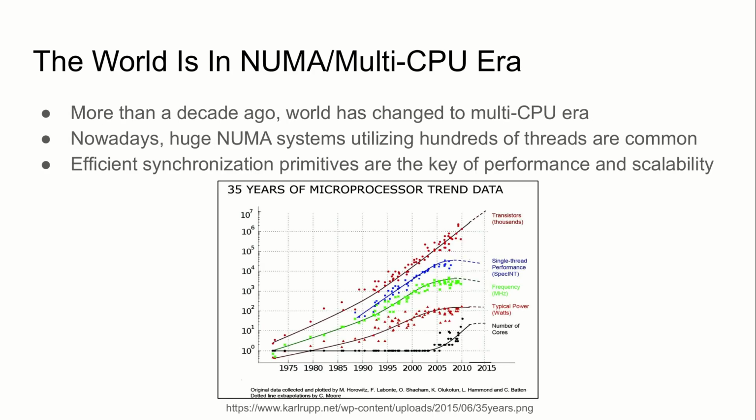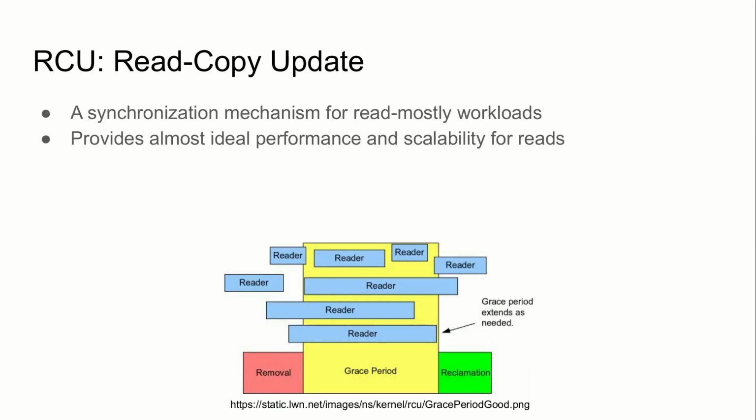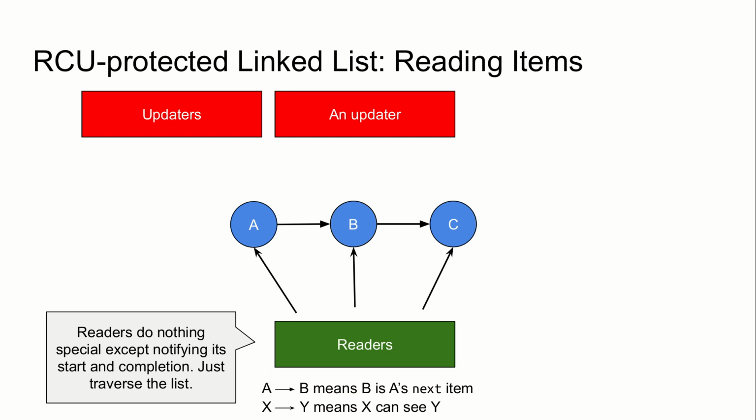More than a decade ago, the world changed to the multi-CPU era. Nowadays, huge NUMA systems utilizing hundreds of threads are common. Therefore, efficient synchronization primitives are the key to performance and scalability. Read-copy-update is a synchronization mechanism for read-mostly workloads. It is well known that it provides almost ideal performance and scalability for reads.